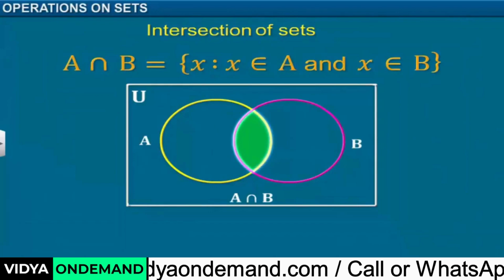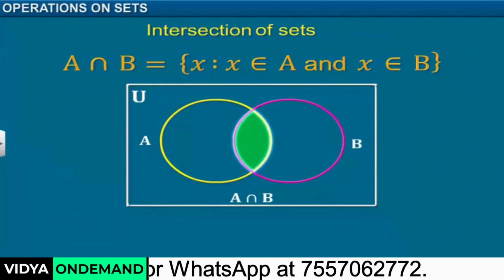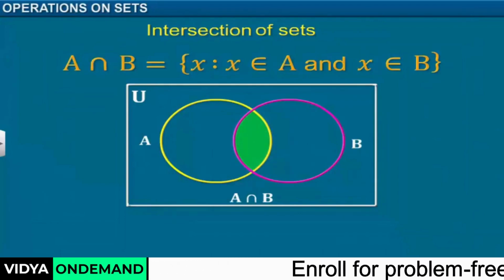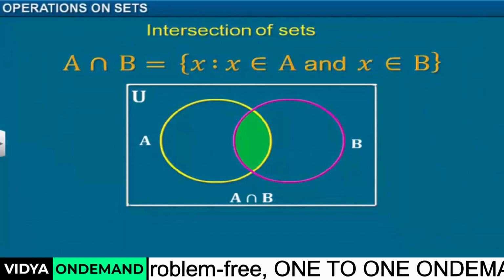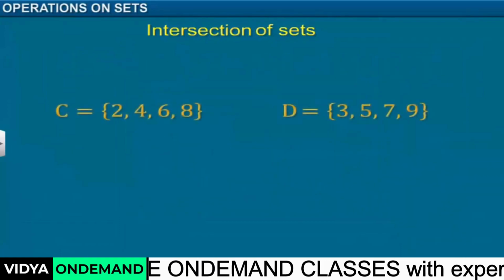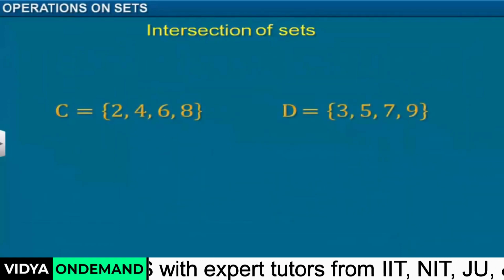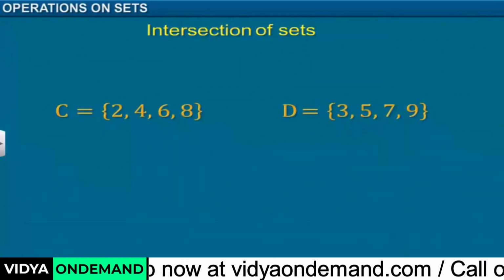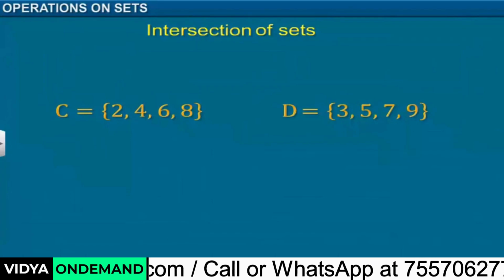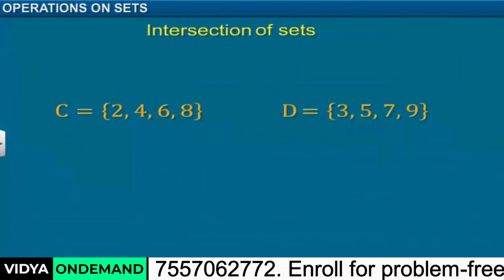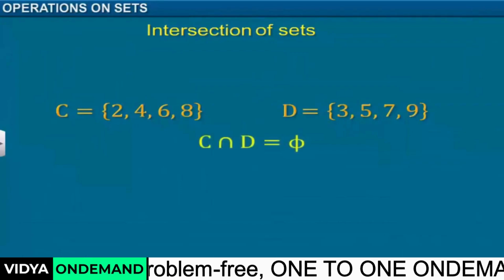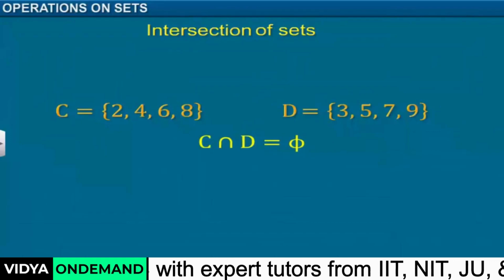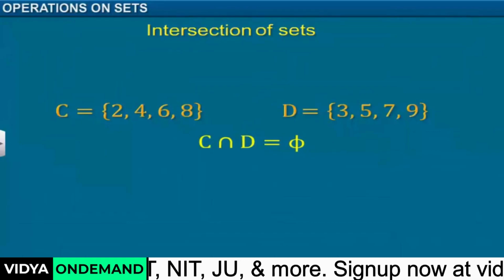Here is an interesting property of the intersection of sets. Let's consider two sets C and D. We can observe that there is no common element among the sets C and D. Therefore, C intersection D is a null set. We can say sets C and D are disjoint sets. The Venn diagram representation of sets C and D is as shown.